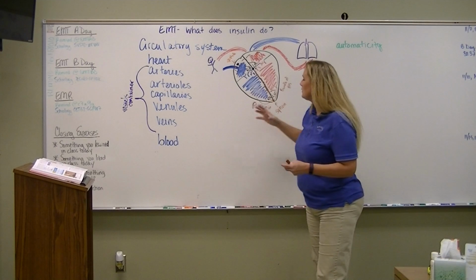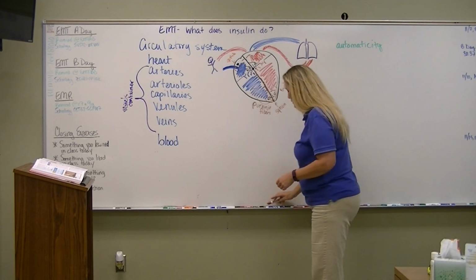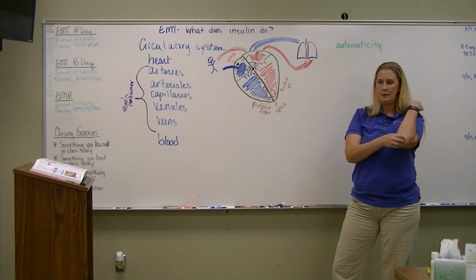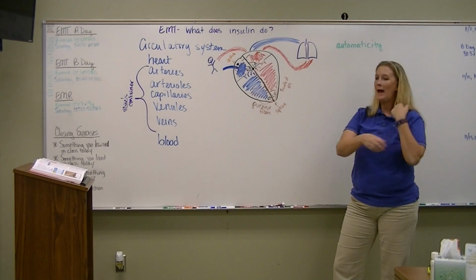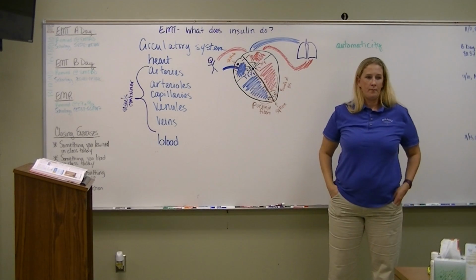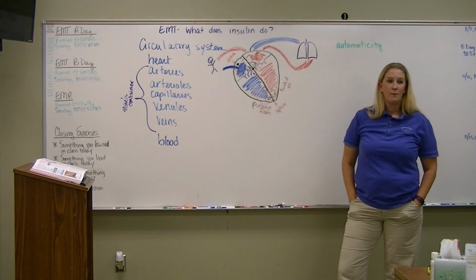And the electrical signal coming through the Purkinje fibers causes the ventricles to contract from the bottom up, thereby pushing blood out through these valves that are up top. Pretty cool.